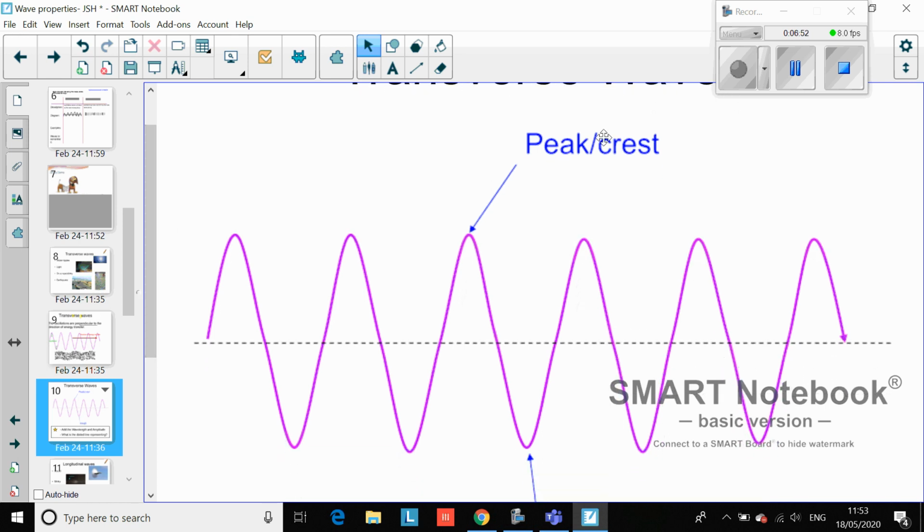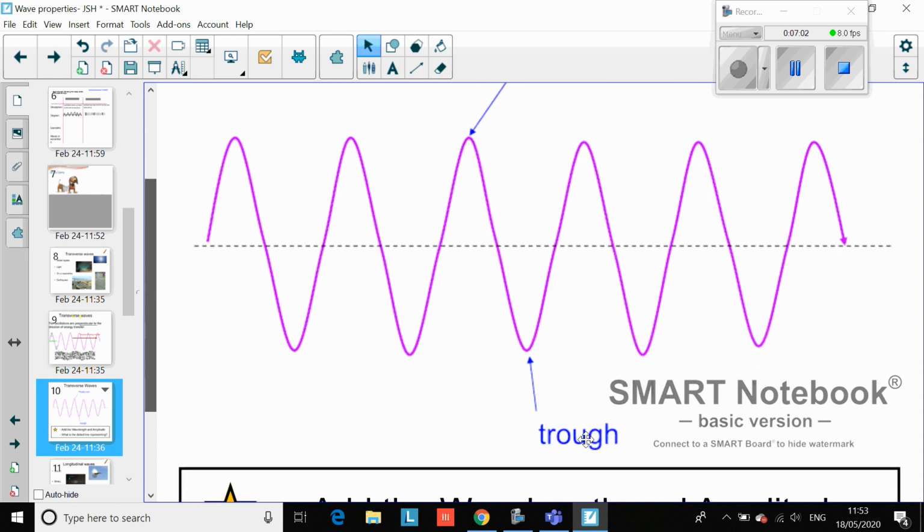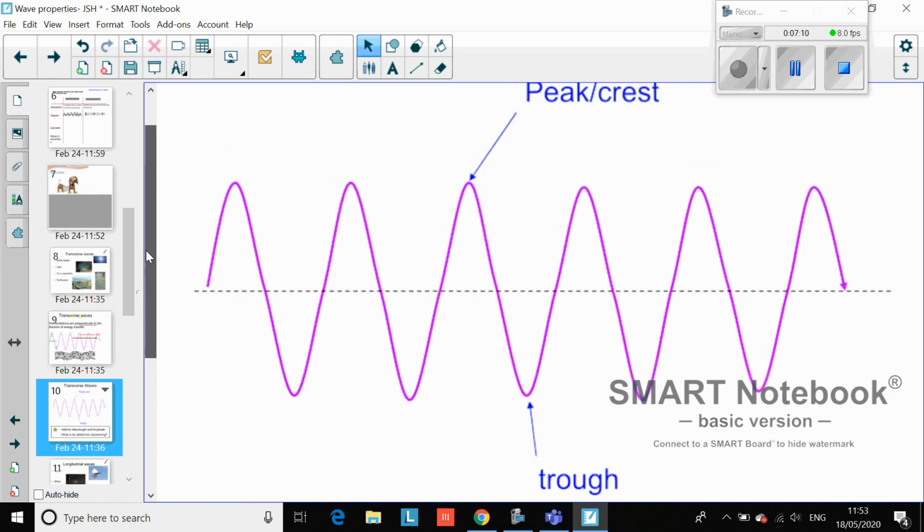So there is the peak of the wave. That's the very top of the wave. We call the peak, or sometimes we call it the crest. And then at the bottom, there is the trough. It looks like a trough, like a pig's trough that pigs eat out of. But there are other parts of the wave that you need to know about.